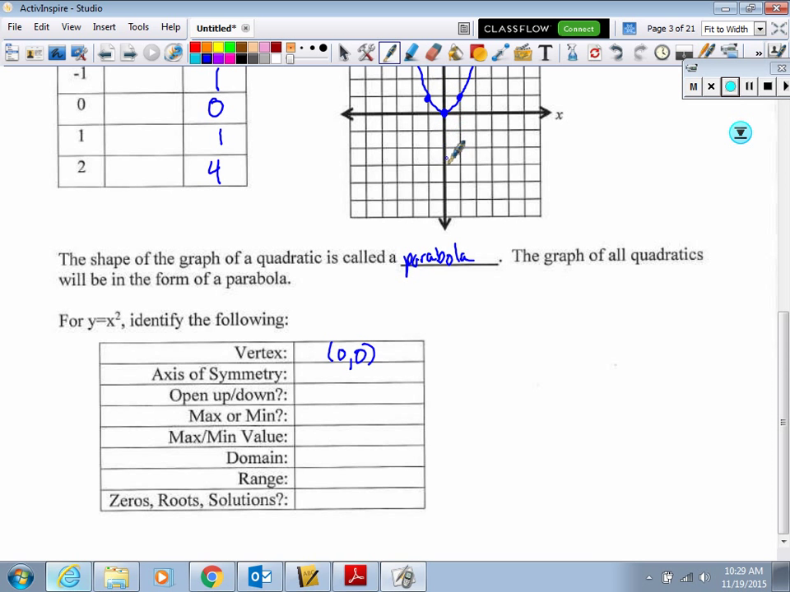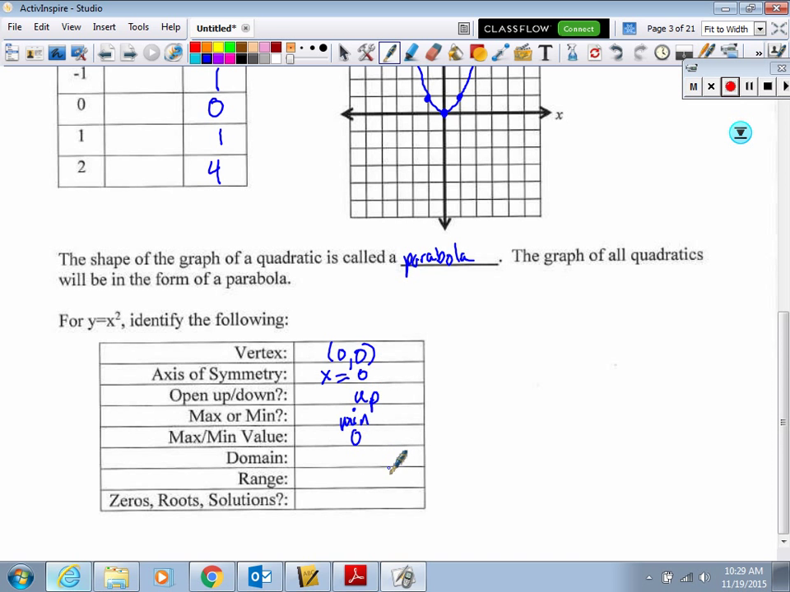So it is a vertical line, which means it's x equals 0. Your axis of symmetry should always be a vertical line. Does this one open up or down? Opens up. Does it have a maximum or a minimum? If it opens down, it has a maximum. If it opens up, it has a minimum. This has a minimum. And what is the minimum? It's the y value. So the minimum is 0.